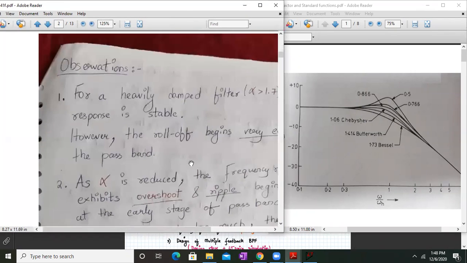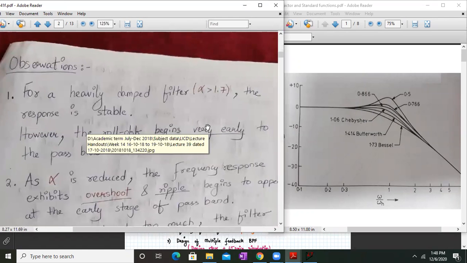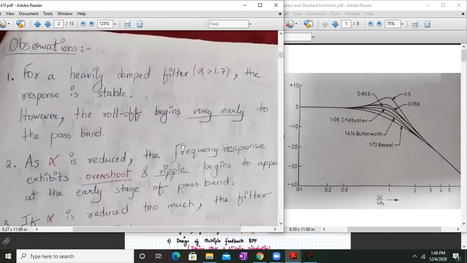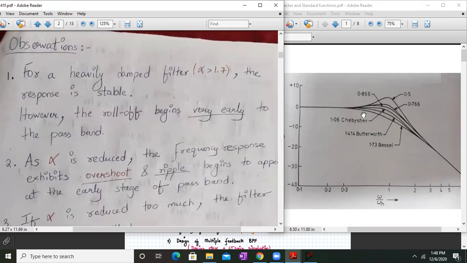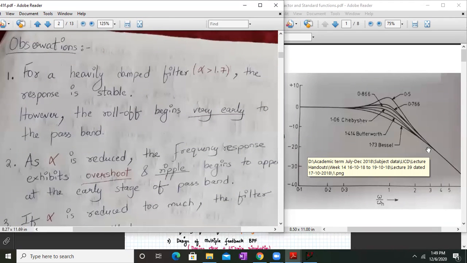So what are the observations? For a heavily damped filter, that means for alpha greater than or equal to 1.7, the response is stable. However, the roll off begins very early in the pass band. So basically, what is happening is the filter is going into the stop band a little early. So the pass band is a little bit reduced.